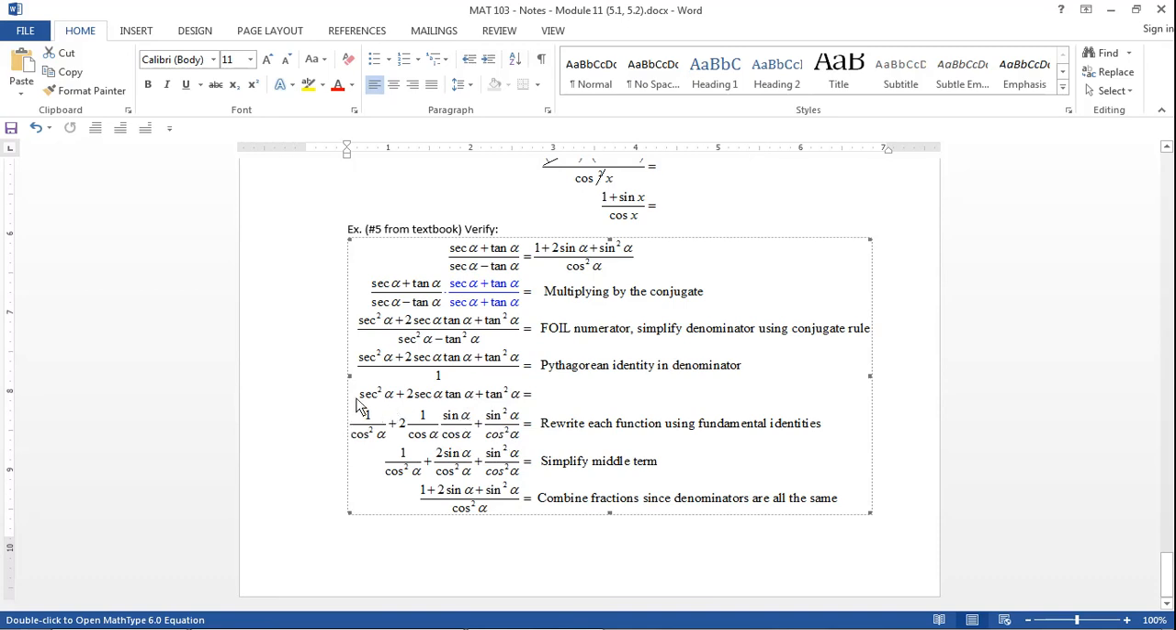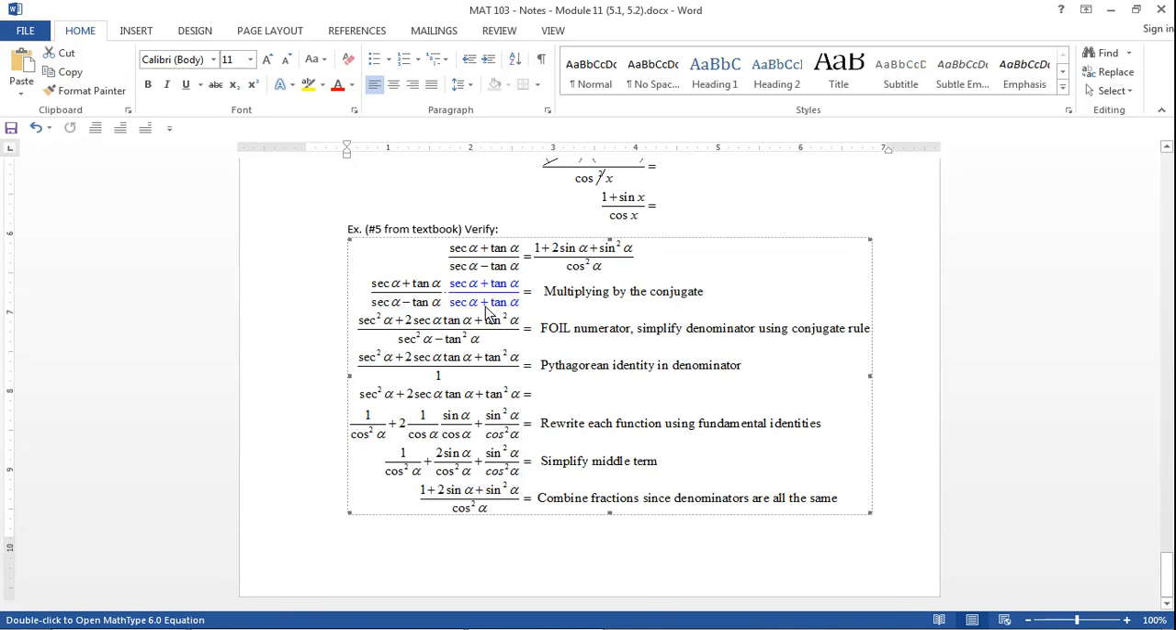Okay, so it may not look like it, but this is a good place to be in. In this middle term, I can take my cosine times cosine and get cosine squared. 2 times 1 times sine is just 2 times sine. And now that I've got this cosine squared in the denominator of all three of my fractions, I can write that as one big fraction. 1 plus 2 sine plus sine squared. And there is my combined fraction, which equals the right side that we were shooting for.